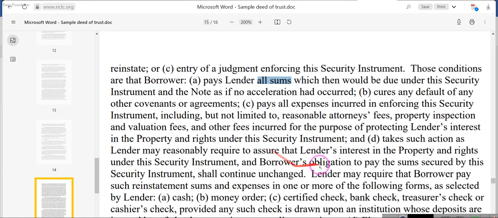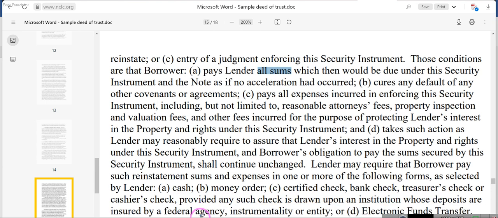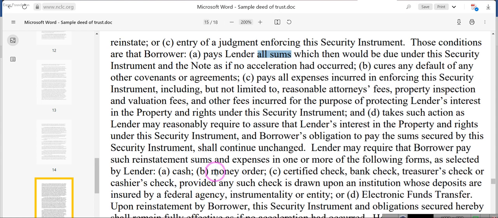Okay? Borrower's obligation to pay the sums secured by this security instrument shall continue unchanged. The lender may require the borrower to pay such reinstatement sums and expenses in one or more of the following forms: cash, money order, certified check, bank check, treasury check, cashier's check. Provided any such check is drawn upon an institution whose, and pay attention, a money order is not a check. I don't care what the courts say. A money order has never been a check.